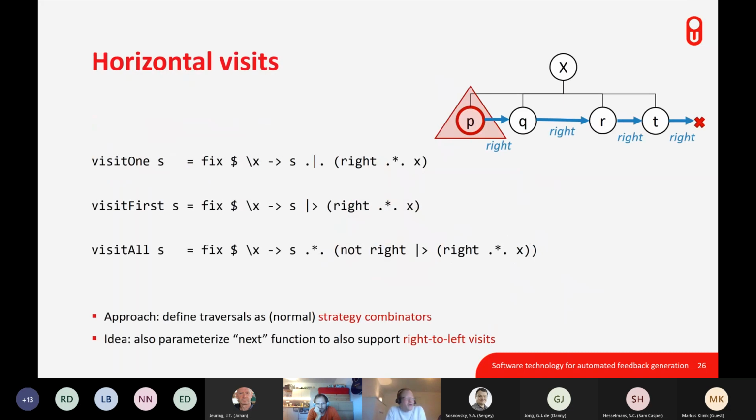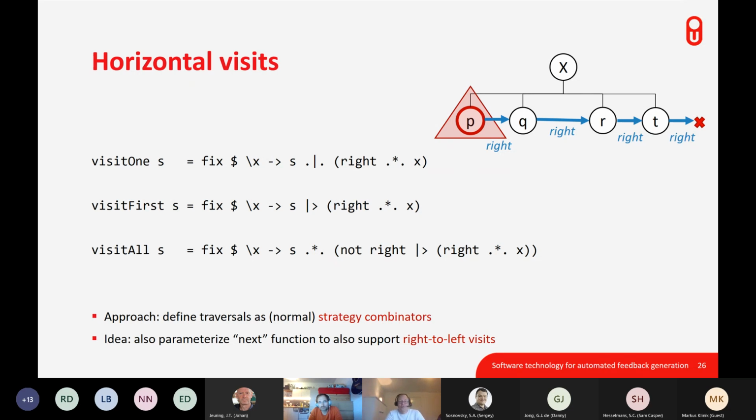Now, the last thing that I want to show you is how you can use these very simple primitive navigation actions to create more complex traversals or more complex visits. And for this, I'm going to use the strategy combinators that I presented in the beginning of my presentation. So the first thing that I'm going to present to you is a horizontal visit. The idea of a horizontal visit is that you focus on the first child and that you are going to visit all your siblings from left to right.